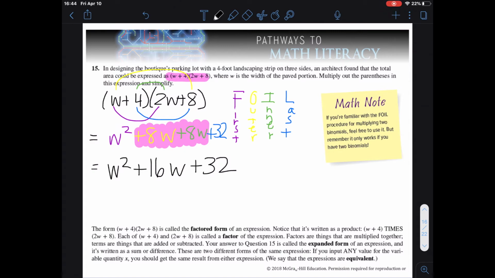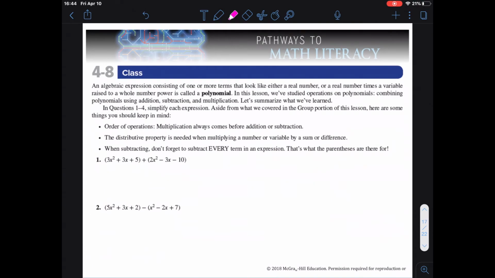Okay. So the way this form was started is called the factored form of the expression because you have one factor times another. So those make your product. This actual answer we got is the expanded form of the factored form. Both of these are really just equivalent to each other. They represent the same thing. If you picked values of W, you'd see both expressions are exactly the same.